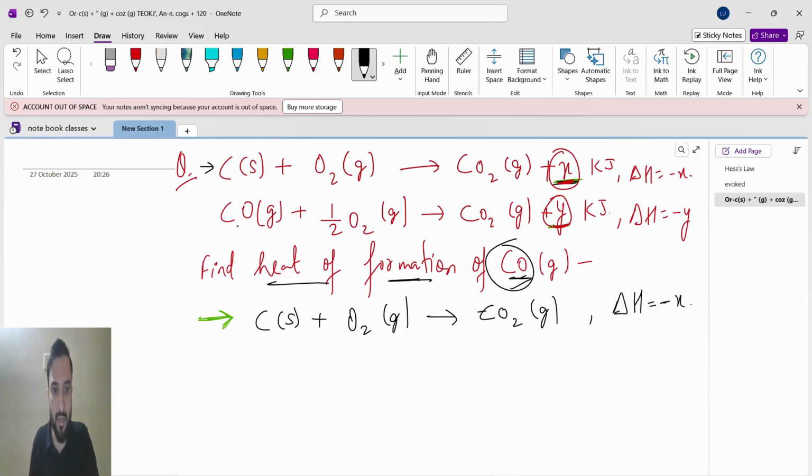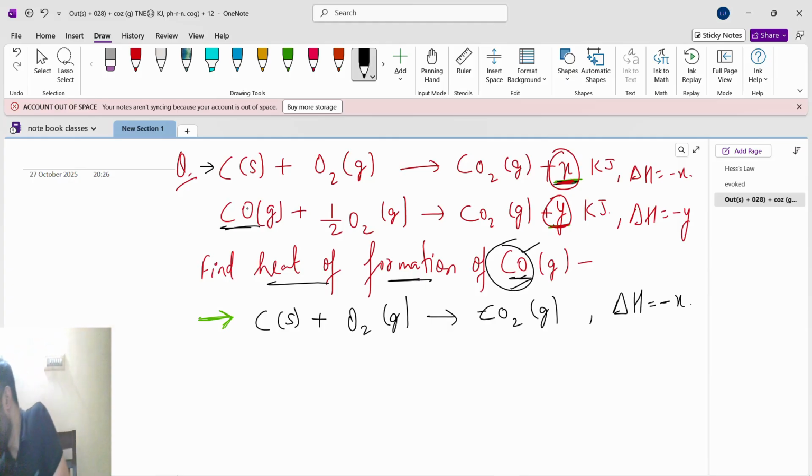Now in the second reaction we can see we want carbon monoxide on the product side, because formation means product side. But carbon monoxide is on the reactant side. So we will do the reverse. Reverse means the product will go to the reactant side and the reactant will come to the product side.